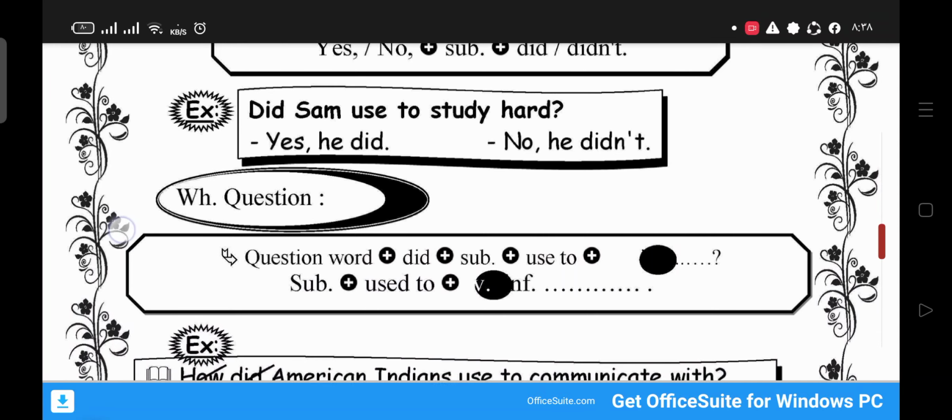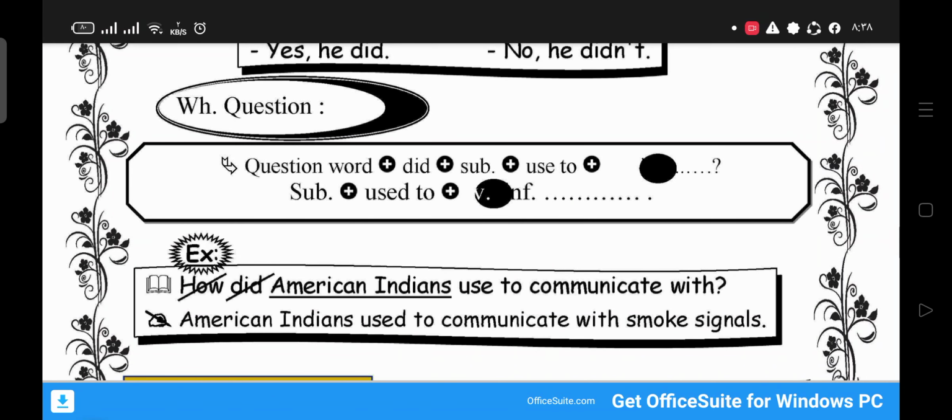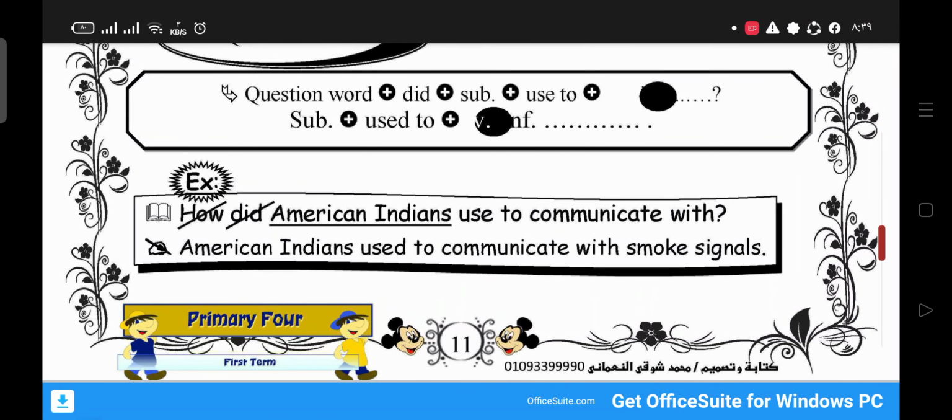To make a WH question using the words where, when, what, how, you start with the question word plus the auxiliary verb did, then the subject, then used to plus infinitive verb. Let's look at this example. How did American Indians use to communicate? The American Indians used to communicate with smoke signals. The question word is how. The auxiliary verb is did. American Indians is the subject. Then use to, then the infinitive verb.